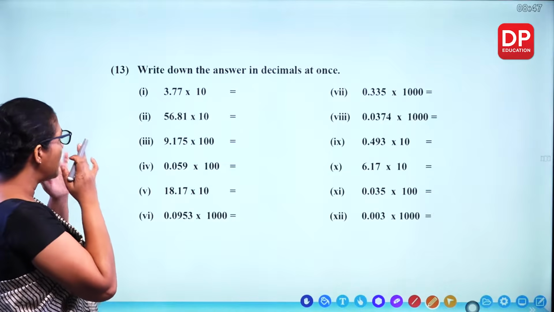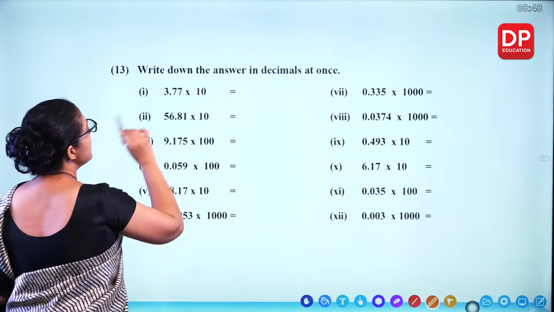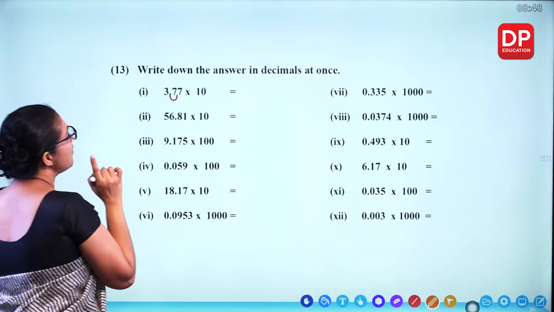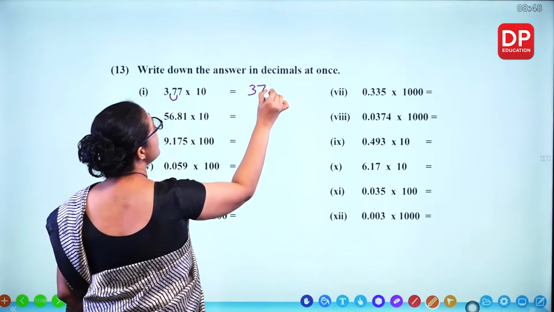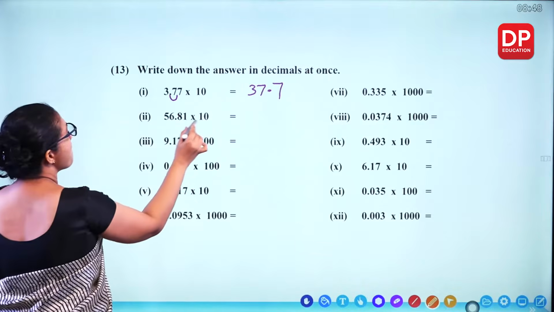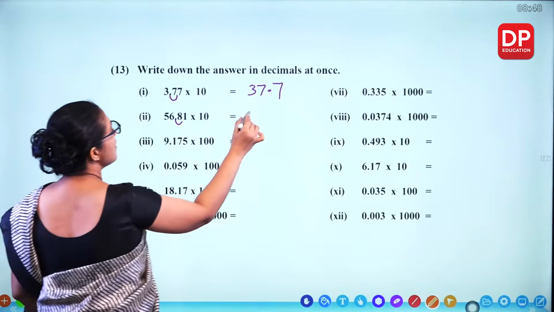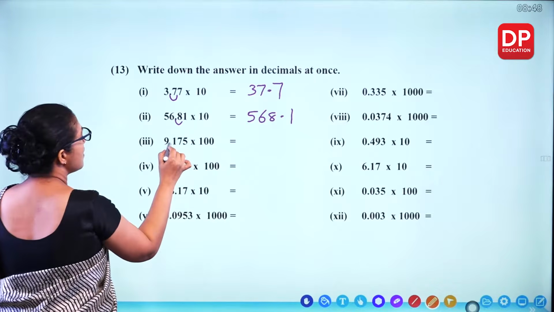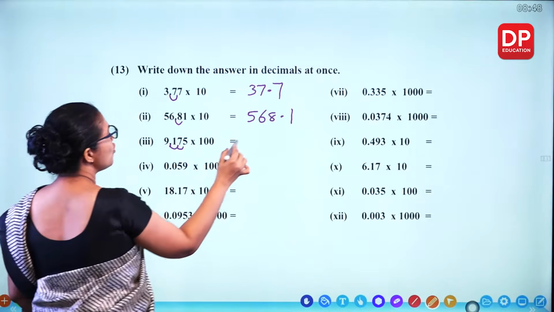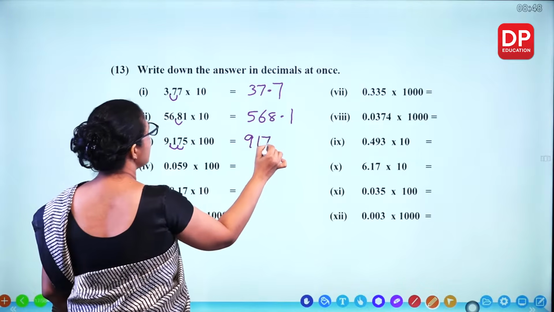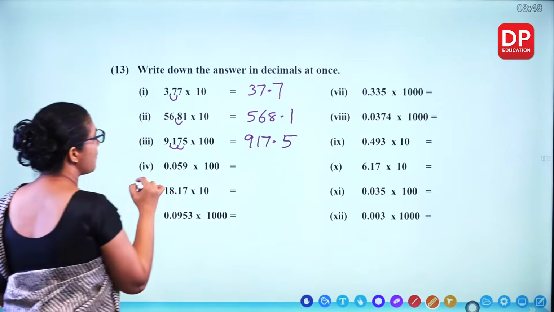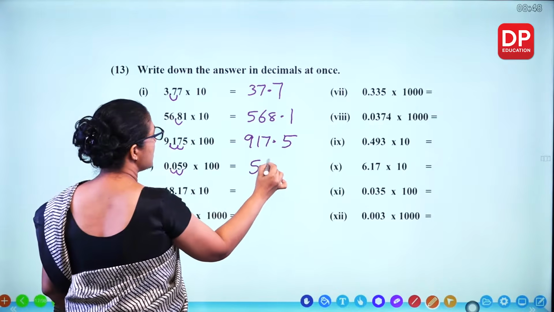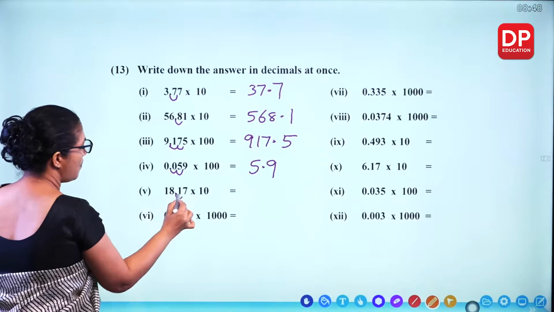Write down the answer in decimals at once. Now you know the method. Multiply by 10 means move the decimal point 1 place to the right. 37.7, 10, 1 place. 568.1. Multiply by 100 means 2 places. 917.5, 1, 2. 5.9, 1 place to the right.